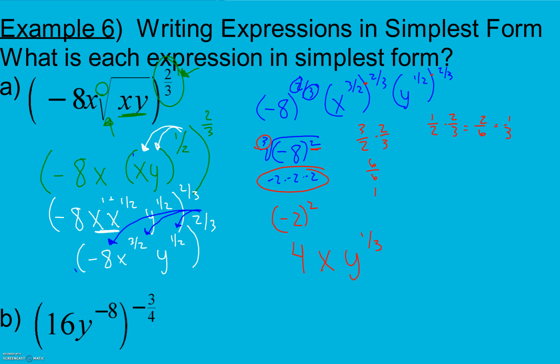Now, we want to write this, since we started with a radical here, I'm going to write it as a radical. So, my 4 and my x don't have any rational exponents, so those can just stay. But I got to get rid of this 1/3 here. So my base becomes my radicand, my numerator becomes my exponent, and my denominator becomes my index. And I get 4 times x times the cubed root of y.